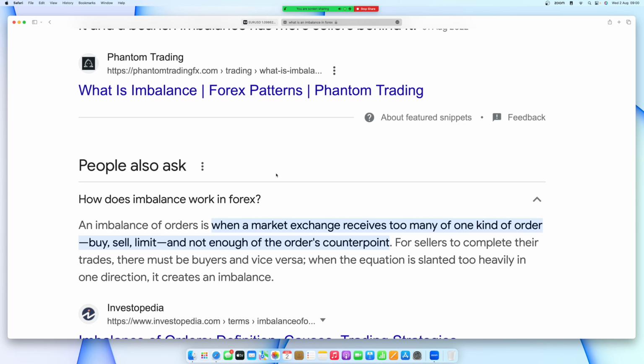But now, how is an imbalance created? An imbalance is created when there is too much trade pressure in one direction. Now, if there's too much buy orders, it's going to create an imbalance. If there's too much sell pressure, it's going to create an imbalance in the market. So now what does an imbalance look like? What does it look like?